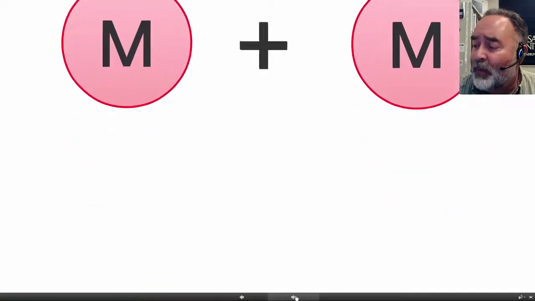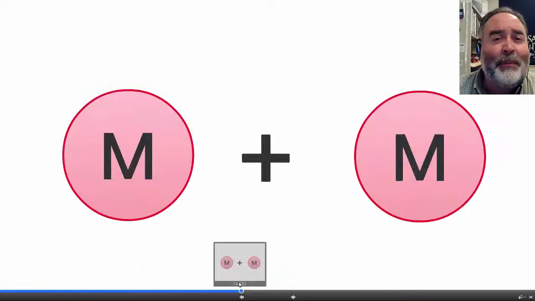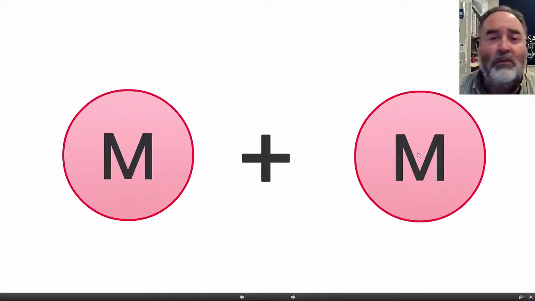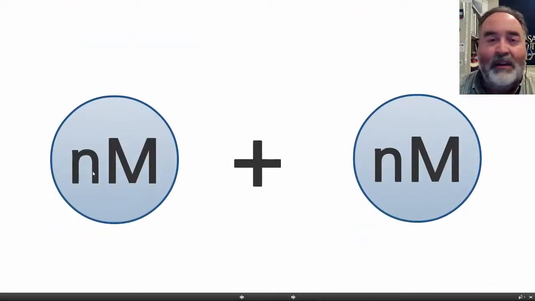What happens? Well, remember, we're not there yet. So these are the possible combinations. We have a metal and a metal reacting together. That's one combination. Back to this pattern of three again. Nonmetal and nonmetal. Again, nitrogen and nitrogen.